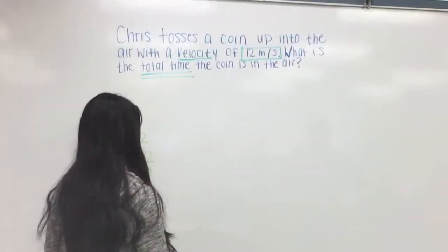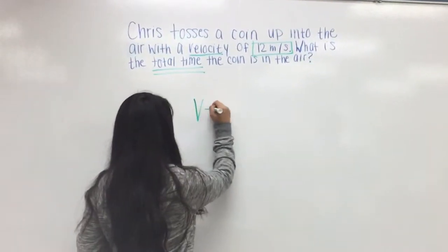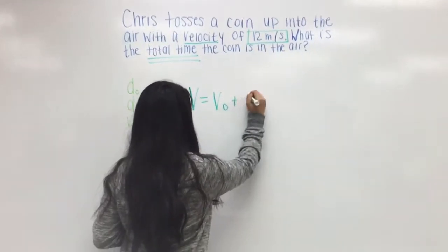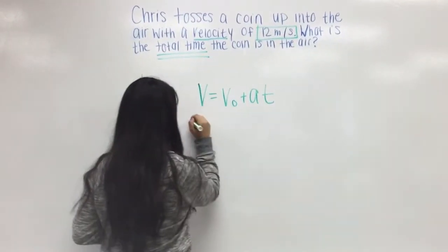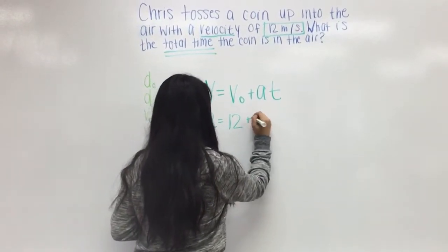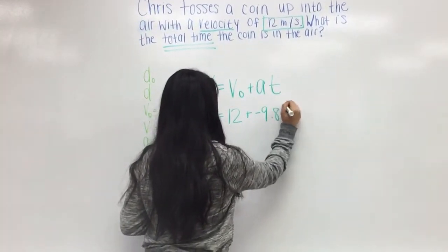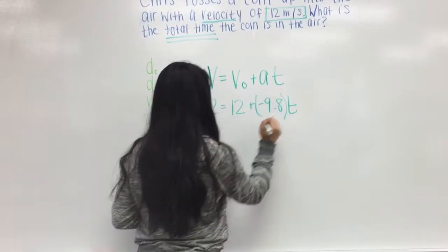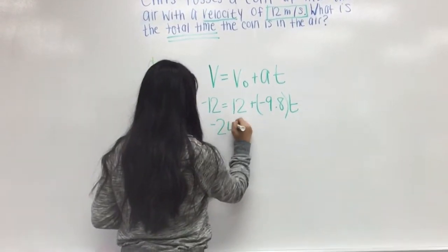Look at your 3 kinematic equations and choose the one that fits best for this problem. In this case, you want to use V equals V initial plus AT. With this equation, you have all of your knowns and only one unknown that you have to solve for. Now, plug in your givens and solve for time.